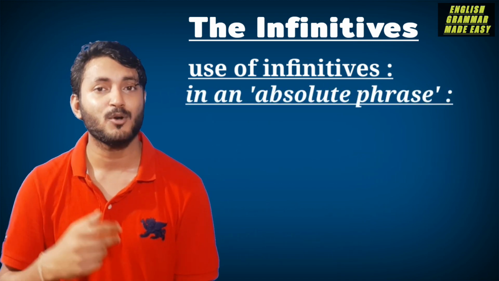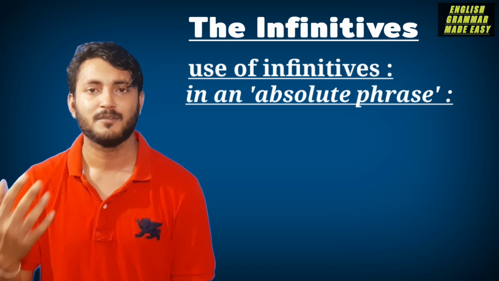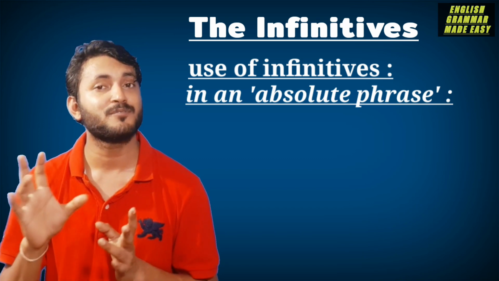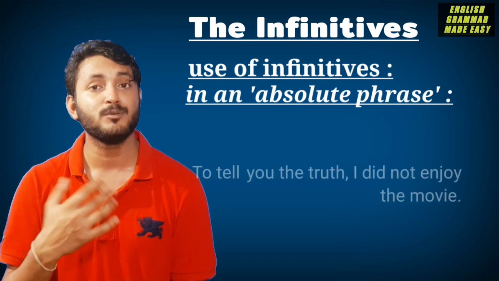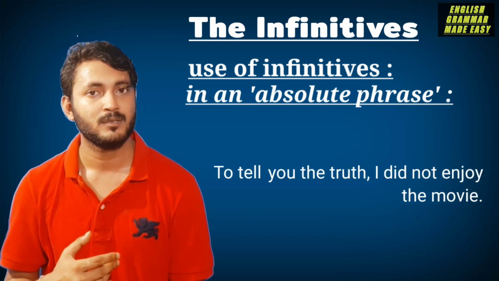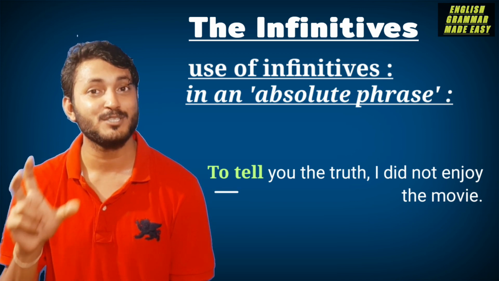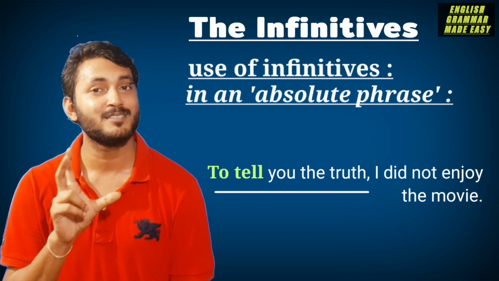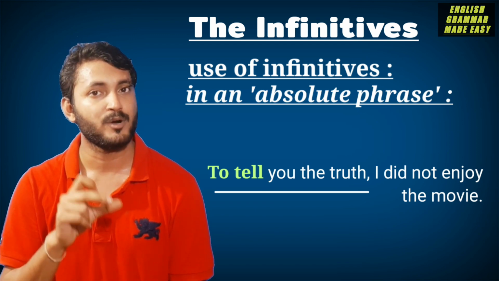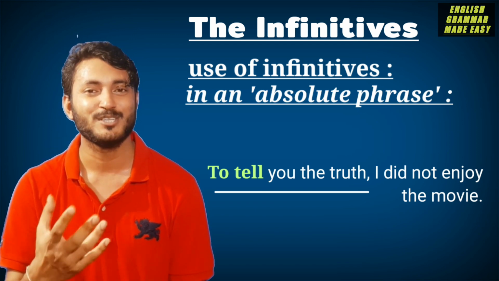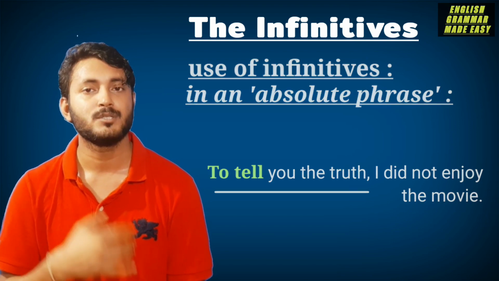Now infinitives are also used as parts of absolute phrases. Absolute phrases are phrases that are separated from the main sentence with a comma. So if I say to tell you the truth, I did not like the movie. Here our infinitive is to tell. It is part of a phrase to tell you the truth. This phrase is separated from the main sentence with a comma. This is an absolute phrase and our infinitive is part of that phrase. So it is used as part of an absolute phrase. Okay, so these are the ways.